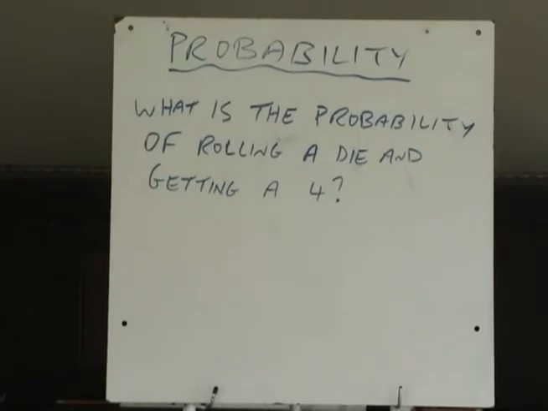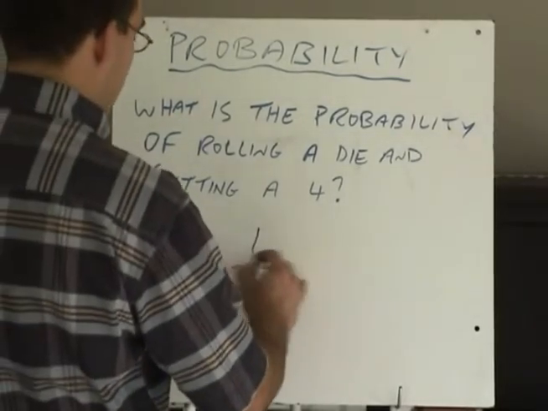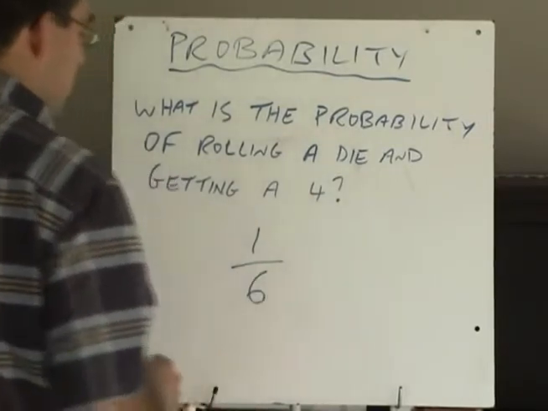In this learning guide, we're going to take a look at probability. Here's a very simple probability question. It says, what is the probability of rolling a die and getting a 4? So if I picked up a 6-sided die and rolled it on a table, what would be the chance that a 4 would show up? I think you would probably agree that it's 1/6.